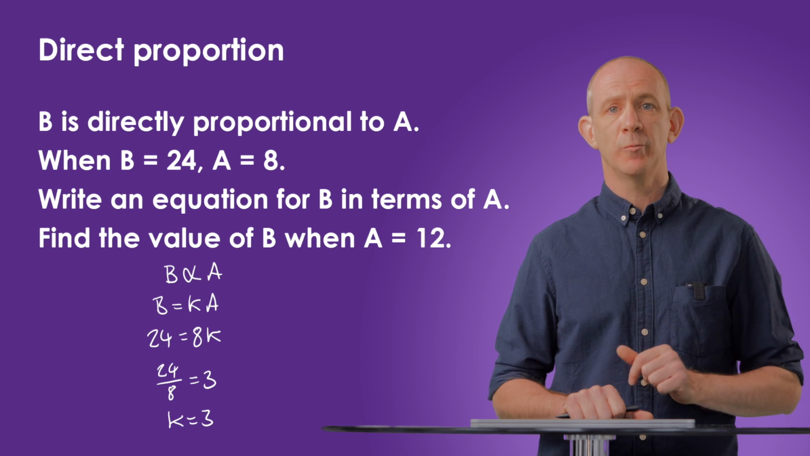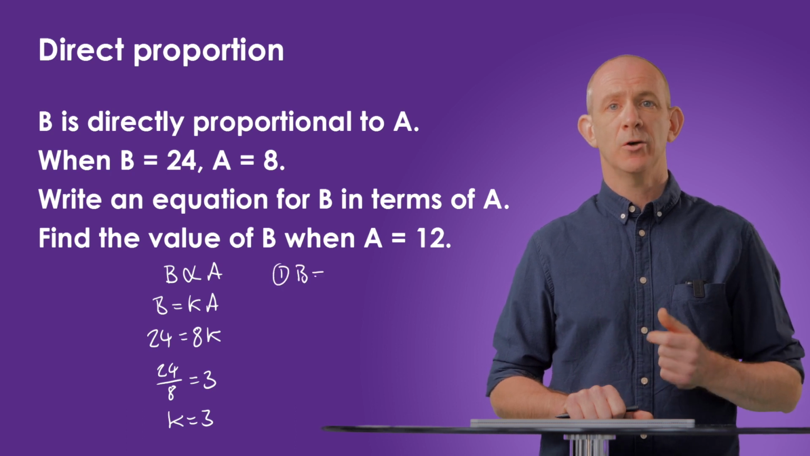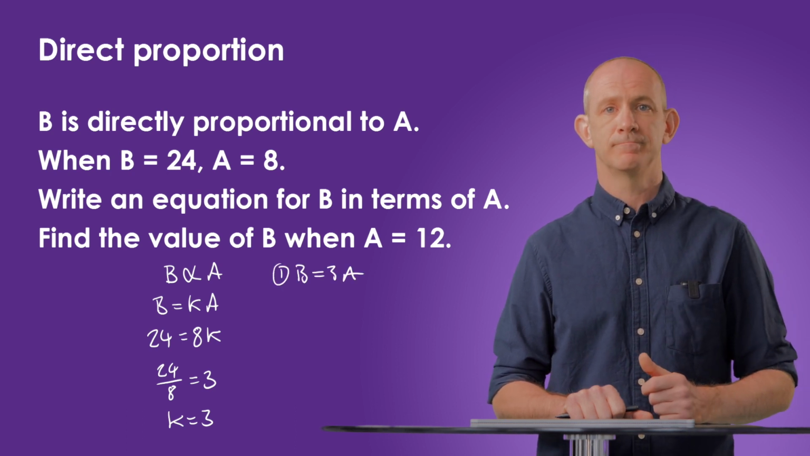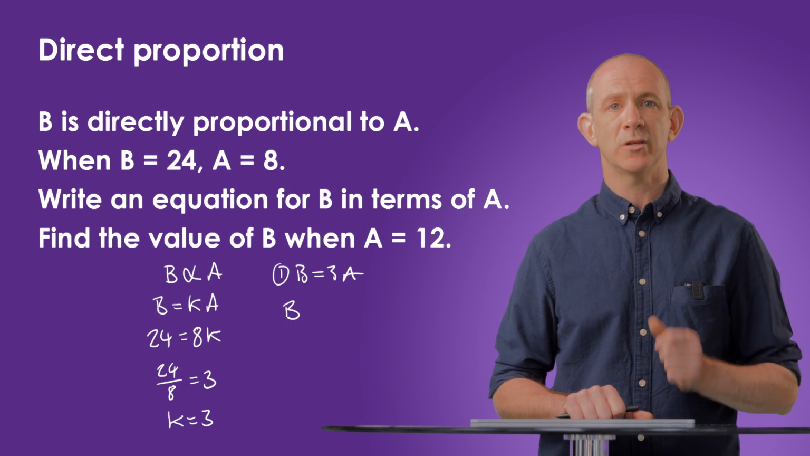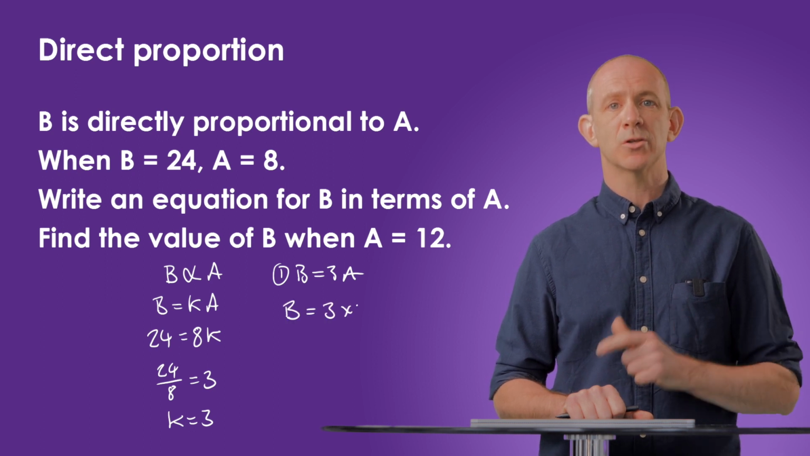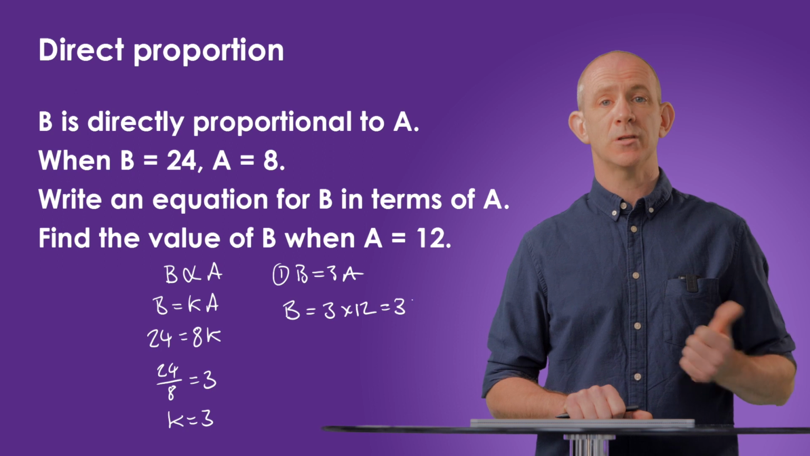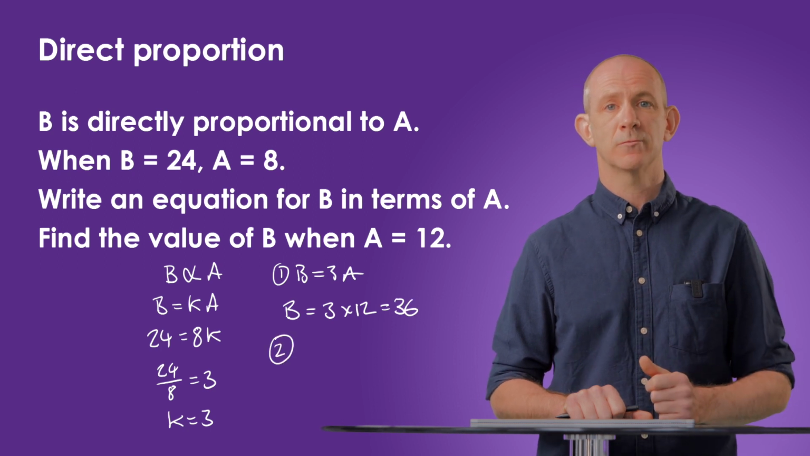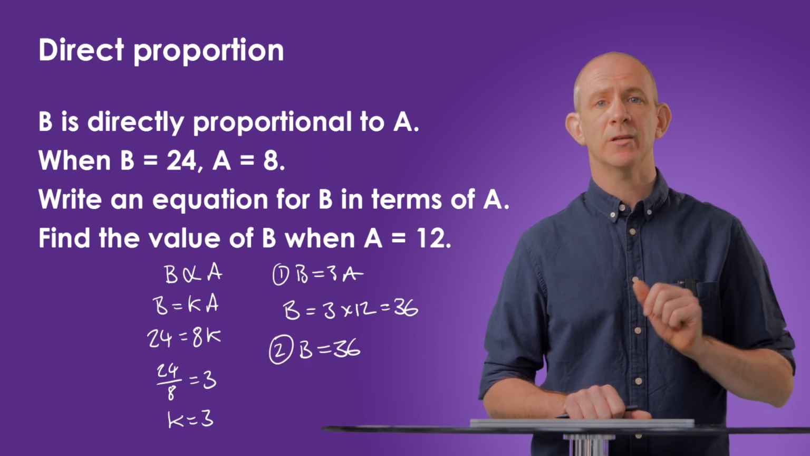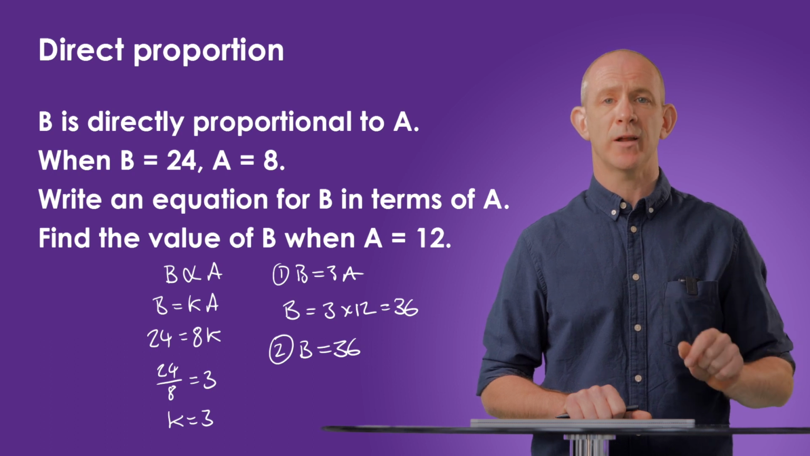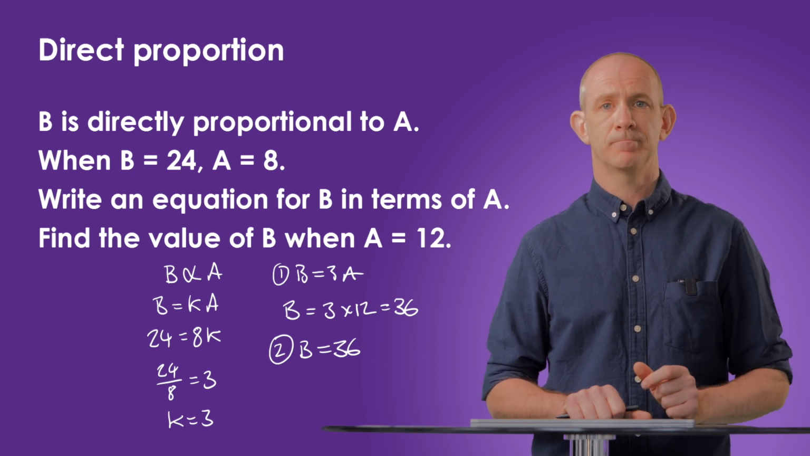If we now rewrite the formula as b equals 3a, we have answered the first part of this problem. Now we can substitute in our value for a, which is 12, to solve the equation for b. 3 times 12 equals 36. Remember that we calculated our constant by using the known values of a and b.